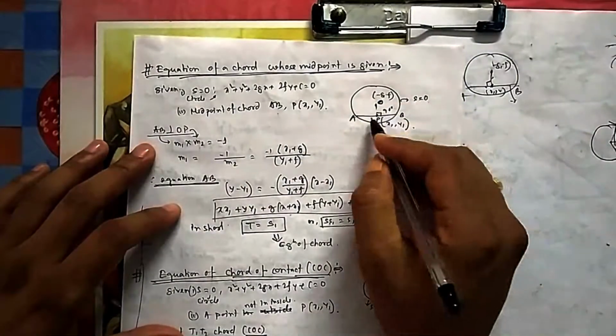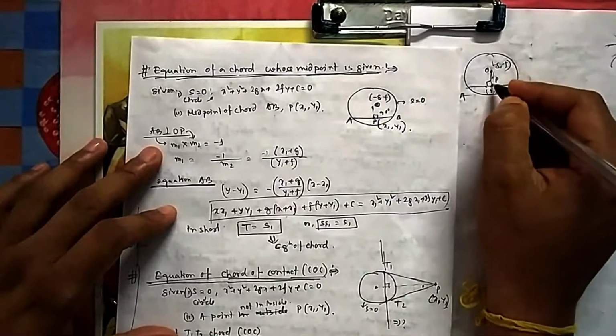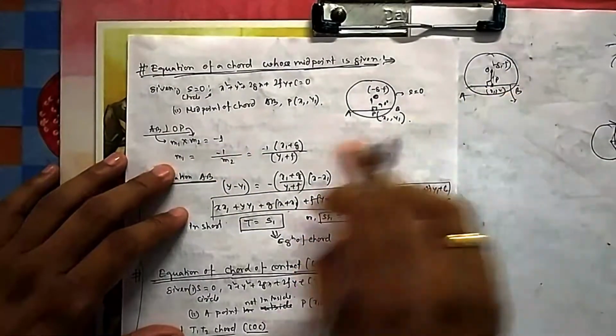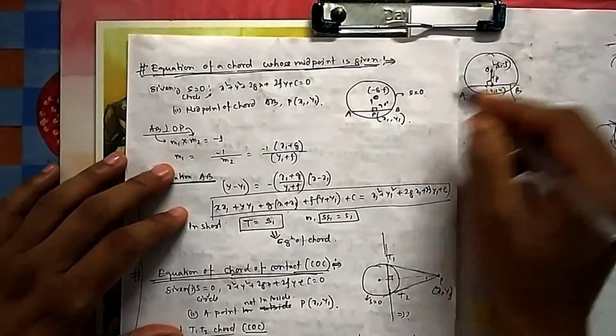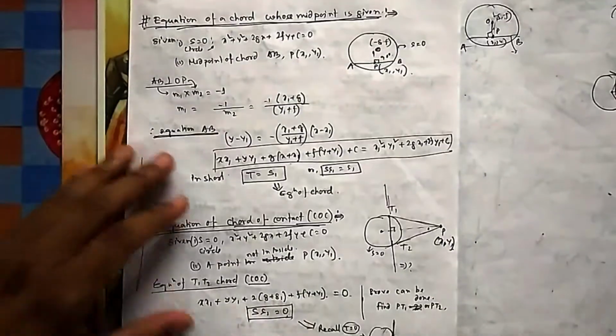So this AB is perpendicular to OP. These lines are perpendicular, so the product of slopes should be minus 1. So this slope would be equal to minus 1 divided by the slope of OP. What is the slope of OP? It is y1 minus y0 by x1 minus x0, the center coordinates. So, because it is in the denominator, it came in the numerator now.